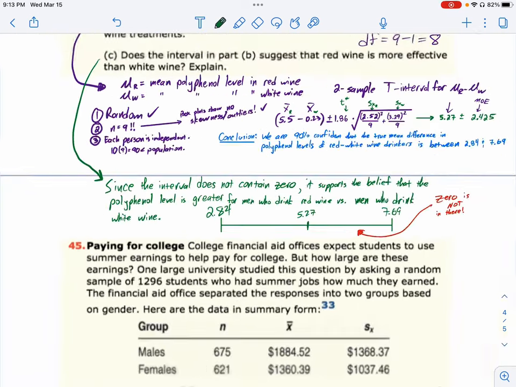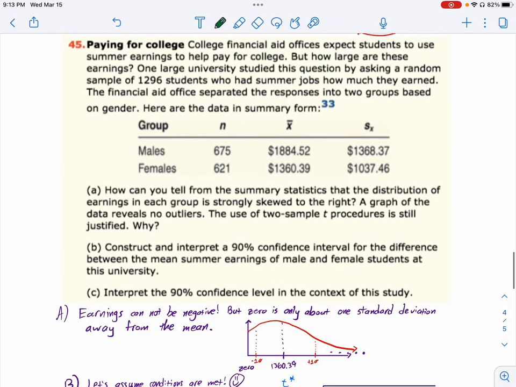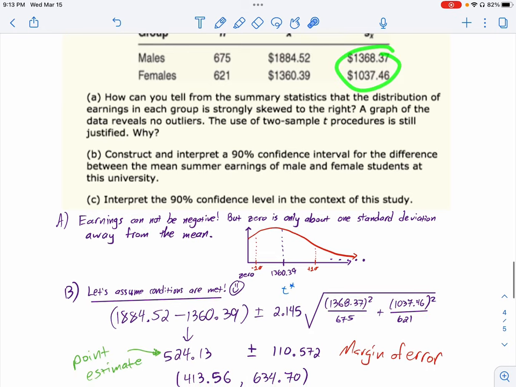Okay. Last one, I think. This is about kids who work in the summer to pay for college. It's comparing males and females. Big sample sizes for both. Here's the averages that each group made per summer, and here's the standard deviations. Part A, how can you tell from the summary stats that the distribution of the earnings in each group is strongly skewed to the right? A graph of the data shows that there's no outliers. The use of the procedure is still justified. Why is it still justified?